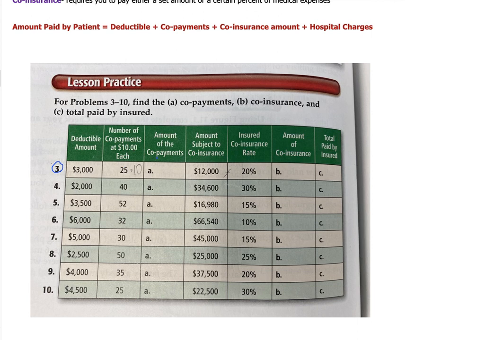So A says amount of the co-payments. Well, the amount of the co-payments is going to be, you have to read here. It says it's $10 each and you have 25. So you're just going to take 25 times 10 and you get 250. So that's your amount of your co-payments. And B is the amount of the coinsurance. Well, right here it says that your coinsurance rate is 20% and the amount subject to coinsurance is $12,000. So you're going to take $12,000 and multiply it by 20%, and then you get 2,400. So that's B.